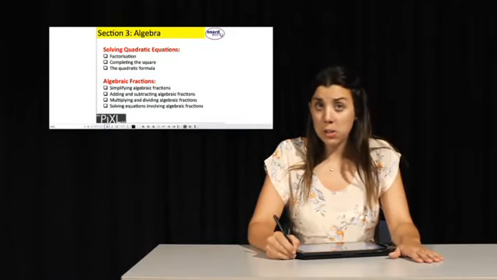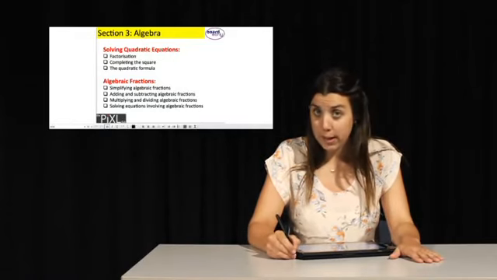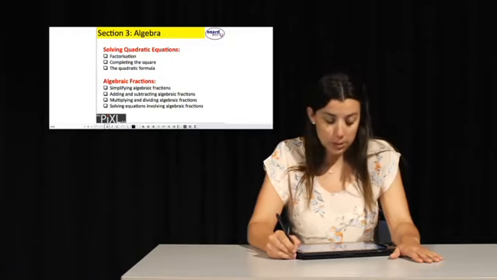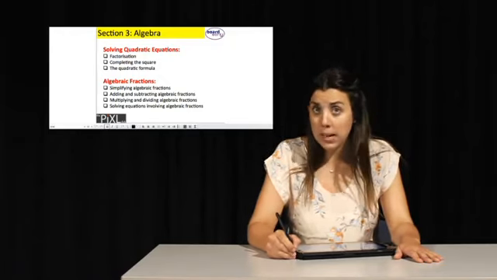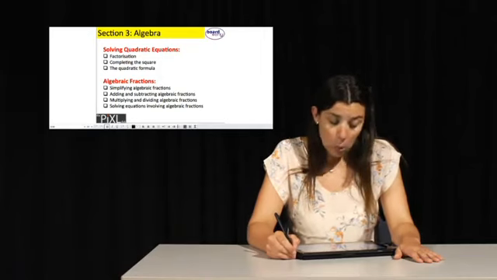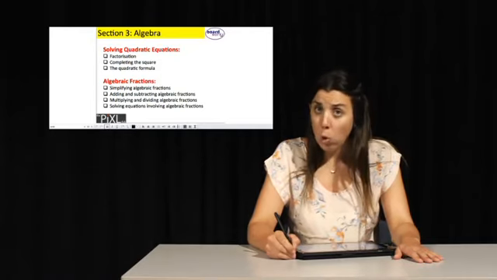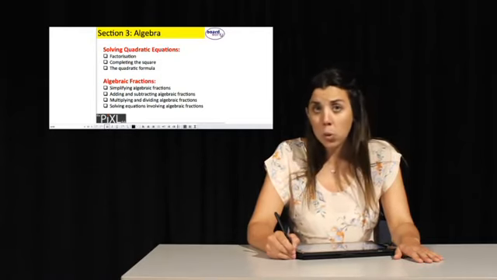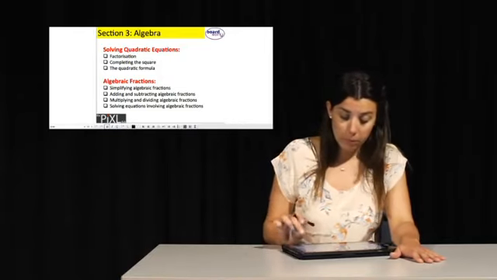Our third section is on algebra. We will be covering two really important topics. Firstly, solving quadratic equations. We will be using all three methods: factorisation, completing the square, and the use of the quadratic formula. We will then be looking at algebraic fractions, simplifying, all four operations, and also looking at equations involving algebraic fractions.